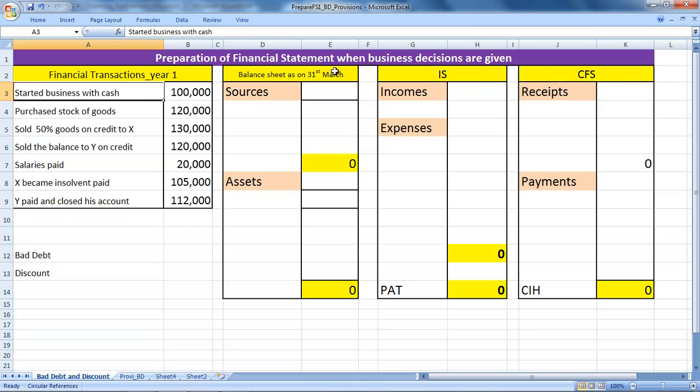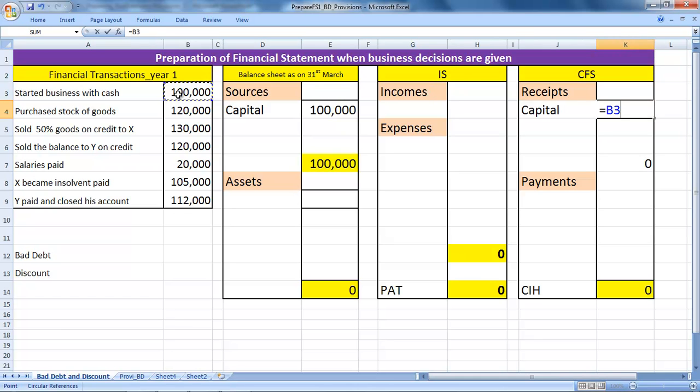So, started business with cash is a source, and the source is capital, and the amount is 100,000. This source is received, so therefore capital is a receipt and a source. And with that capital they wanted to buy goods, but you can see that you don't have that much money. You wanted to buy goods worth 120,000.